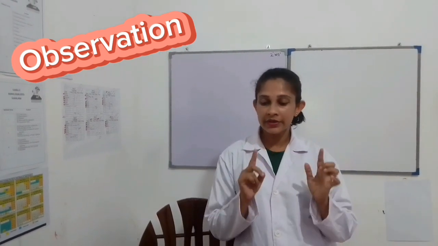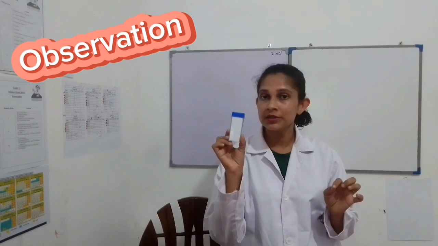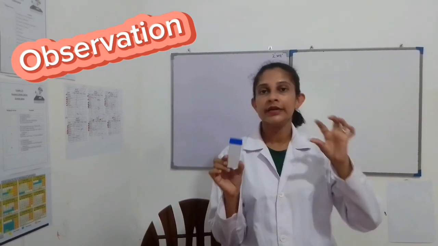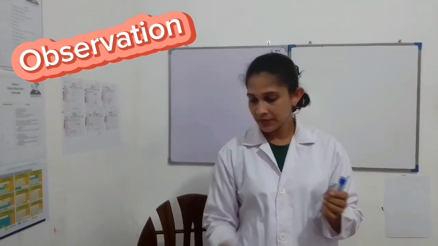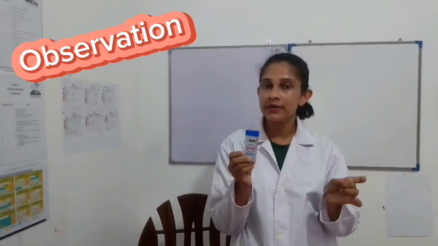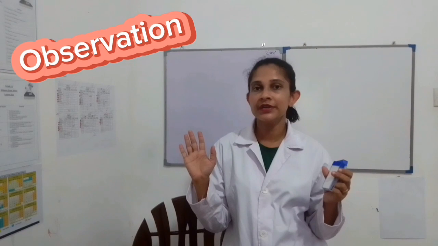And we observe that blue litmus turns into red color in acidic medium. Then red litmus turns into blue color in basic medium. But for both blue litmus and red litmus, there is no color change with salt solution. Salt solution, no color change. When you use pH papers with salt solution, no color change.